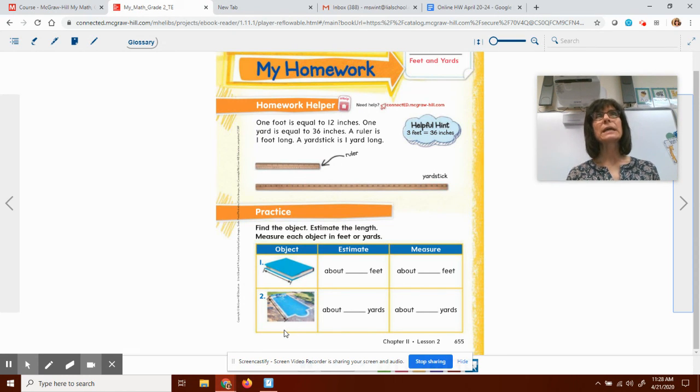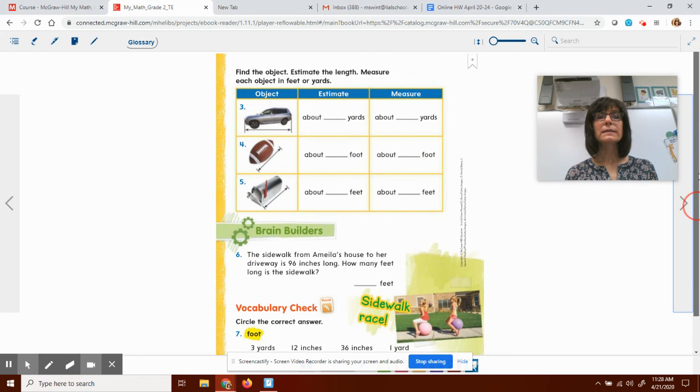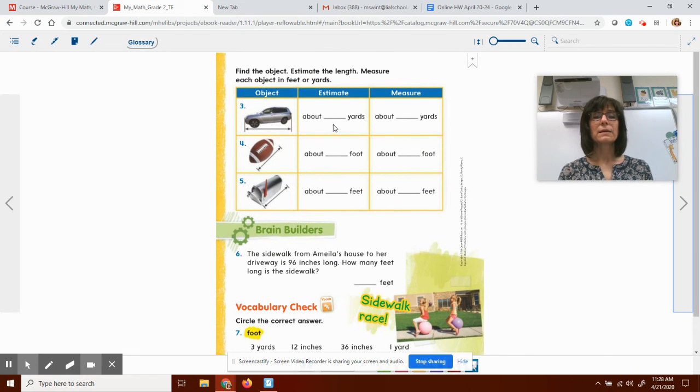So I might say, why don't you go ahead and measure your couch? So that would be a better choice here. Measure your couch. That's fine. We do not need to run to your neighbor's swimming pool. Then they're saying, find the object, estimate the length, measure. If you have a mailbox, use a mailbox, a football, or any type of ball I'm okay with. And then you have your mom or dad's car. If you choose to select a different item, I'm okay with it.